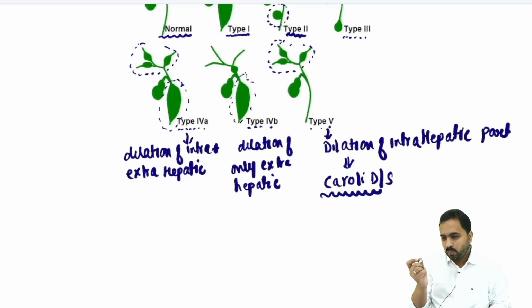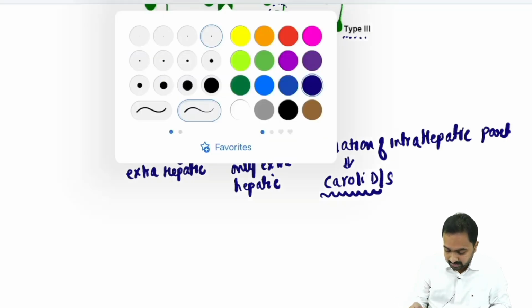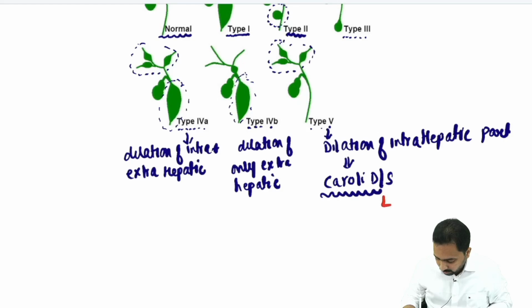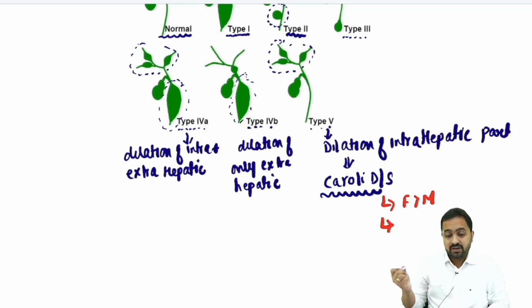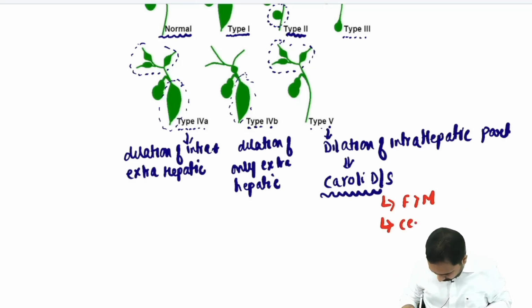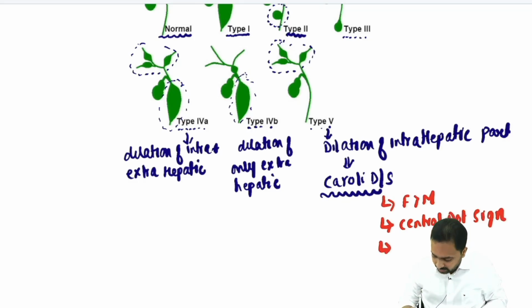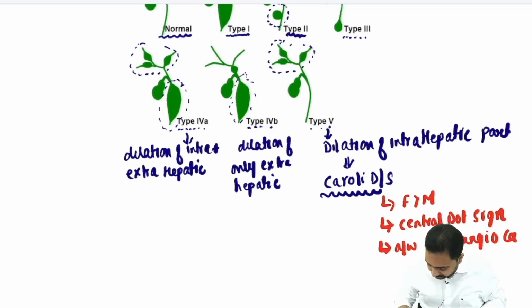Now there are a few one-liners which have been asked in Caroli disease, which I would like to discuss over here. One is, it is more common in females. Second, there is a radiological sign which is seen, called the central dot sign. And third, it is associated with cholangiocarcinoma, polycystic liver disease, and congenital hepatic fibrosis.